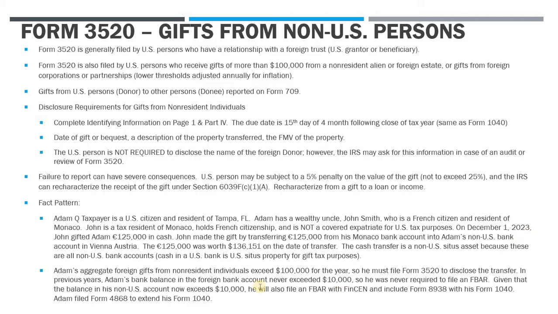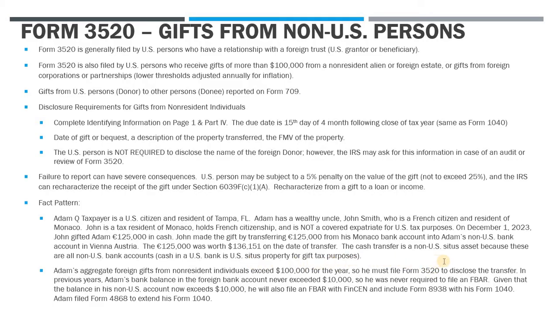Now, on December 1, 2023, John gifted Adam 125,000 euros in cash, and he made this gift by transferring 125,000 euros from his Monaco account into Adam's non-U.S. bank account in Vienna, Austria. The 125,000 euros was worth 136,151 U.S. dollars on the date of the transfer.